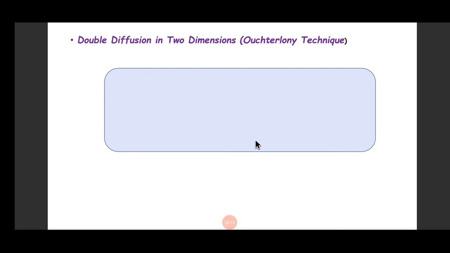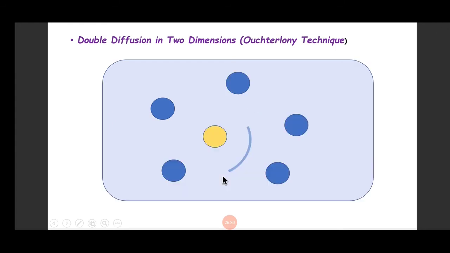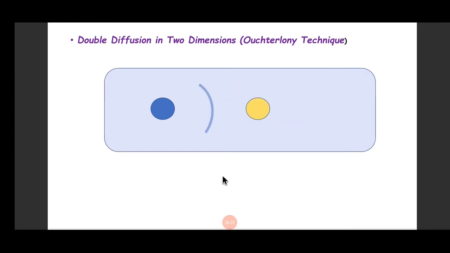Another is double diffusion in two dimension. In this, we have not mixed antibodies in the agar. Instead, we have made two wells. In one well, we will place antigen. In the other well, we will place antibody, and they will diffuse towards each other. At one point, they will show a precipitation line. This is called double diffusion in two dimension.